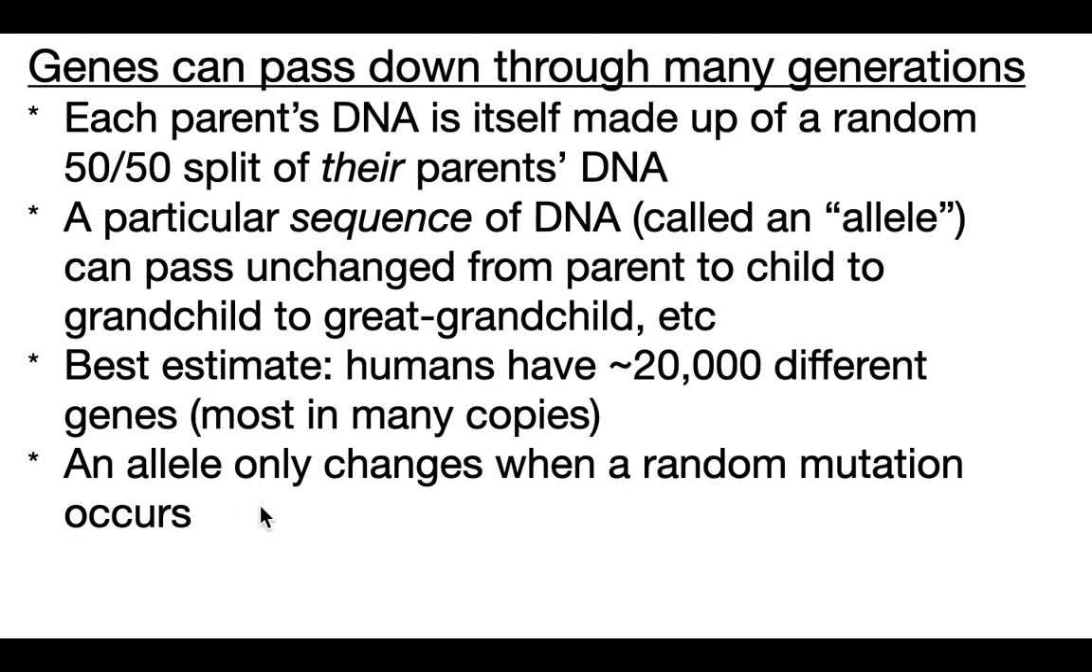Now, the alleles only change when a random mutation occurs, and that's why most people will most often have unchanged DNA sequences being passed from one generation to the next, to the next, to the next. However, as you go further back in generations, your likelihood of inheriting a particular allele from a particular ancestor becomes increasingly small, because the number of ancestors who are contributing to your DNA gets larger and larger and larger.